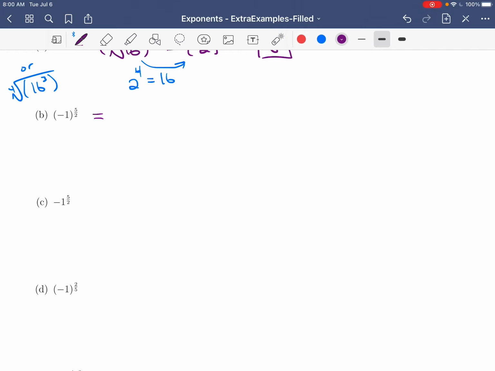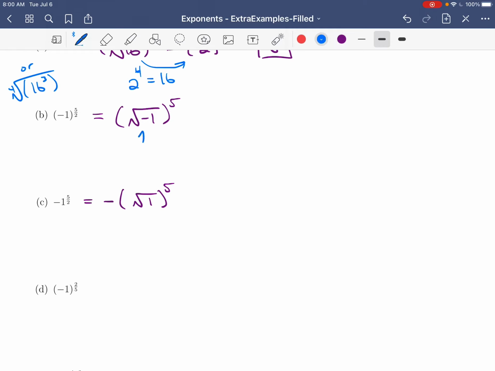So this one, if I do the root first, it's the square root of negative 1 to the power 5. Whereas down here, it's negative on the outside, and then square root of 1 to the power 5. Okay, so that's the difference. The negative here is not included in the exponent, whereas in part B it is.